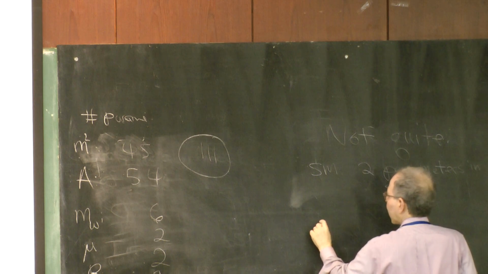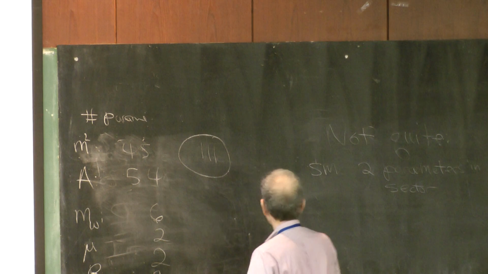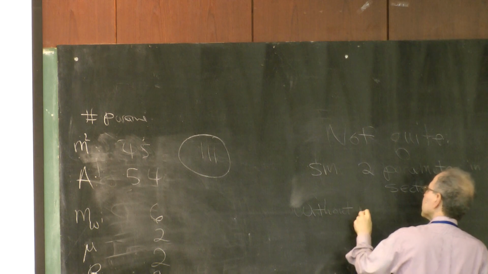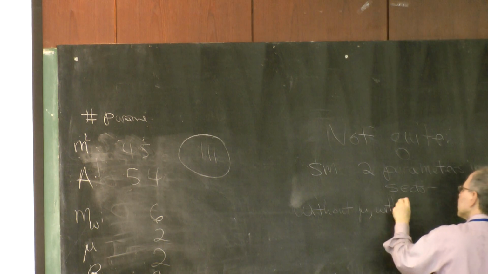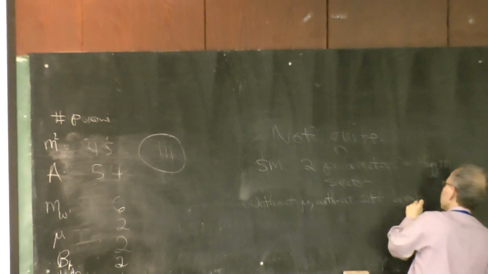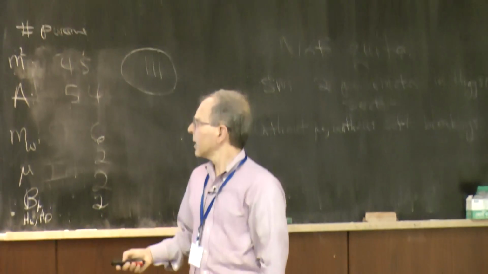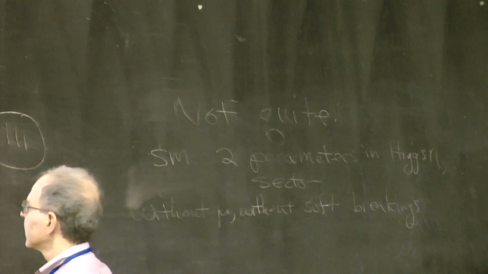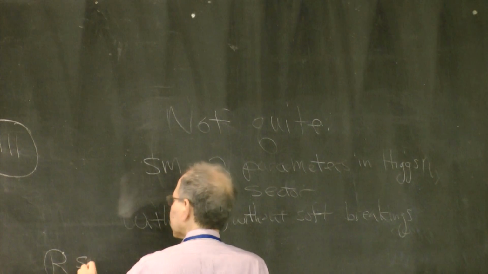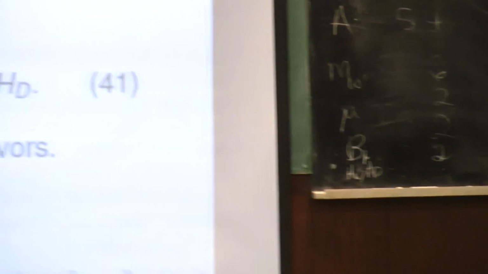Okay, and the theory, if I leave out mu here, and I leave out these other terms, without mu and without the soft breakings, the MSSM has certain symmetries. So if I go back and look at this Lagrangian I had here, it has certain symmetries. It has an R symmetry under which all fields have charge 2/3.